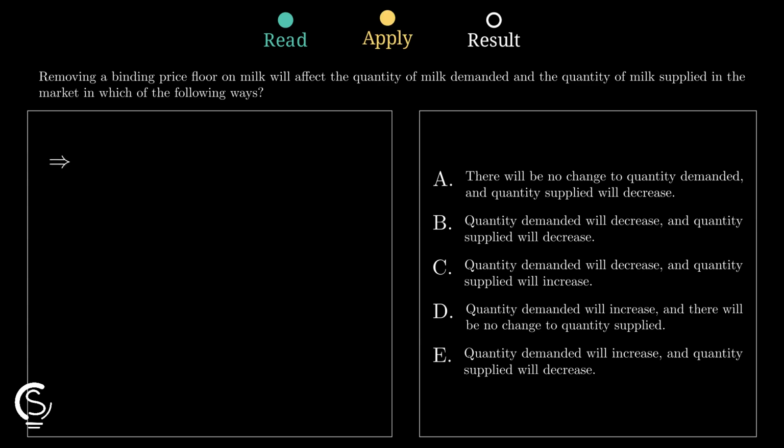As the price drops, consumers are now willing and able to buy more milk. This means the quantity demanded increases because the product is finally cheaper for everyone to buy.